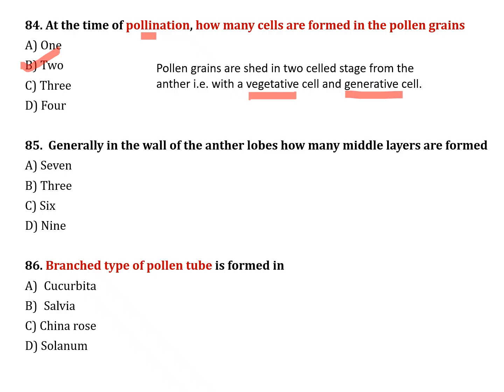The next question, number 85. Generally, in the wall of the anther lobe, how many middle layers are formed? Option A, 7; option B, 3; option C, 6; option D, 9. The correct answer is option B, 3 or 4.